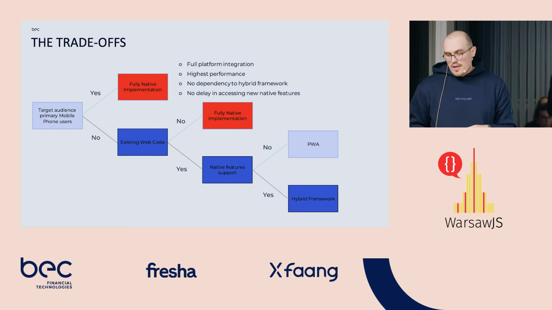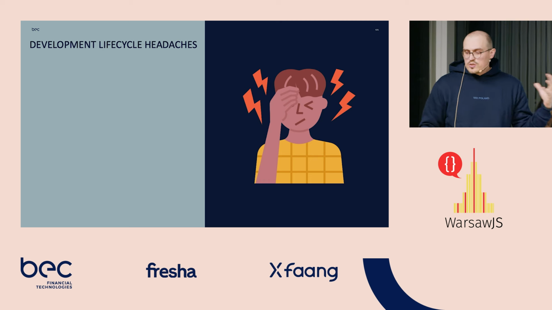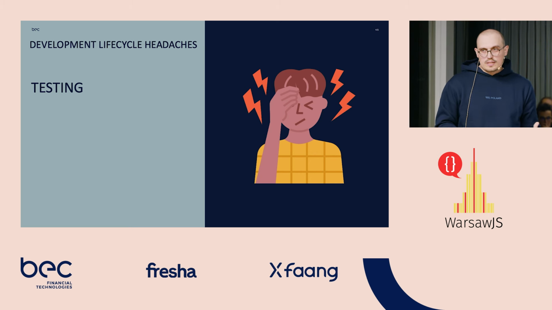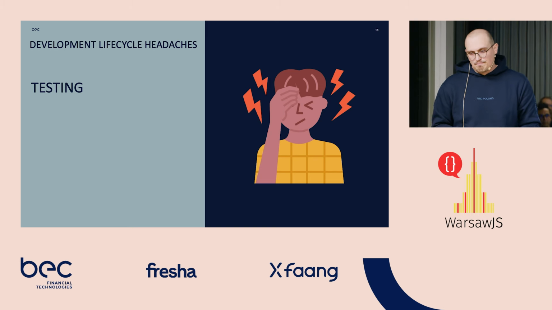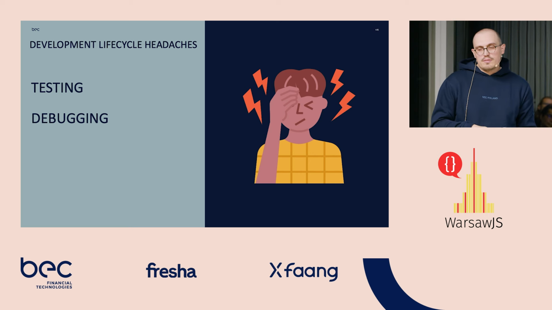Okay, those are the trade-offs. But I also want to point out, let's call them development lifecycle headaches. And those are basically the challenges that we currently have. The first one is testing. So the testing became much more complicated for us. Because we need to test both platforms, our testers are more involved than ever, basically. So we also have more problems with debugging, because if the bug is only on the native platform, then we need additional effort to debug that.